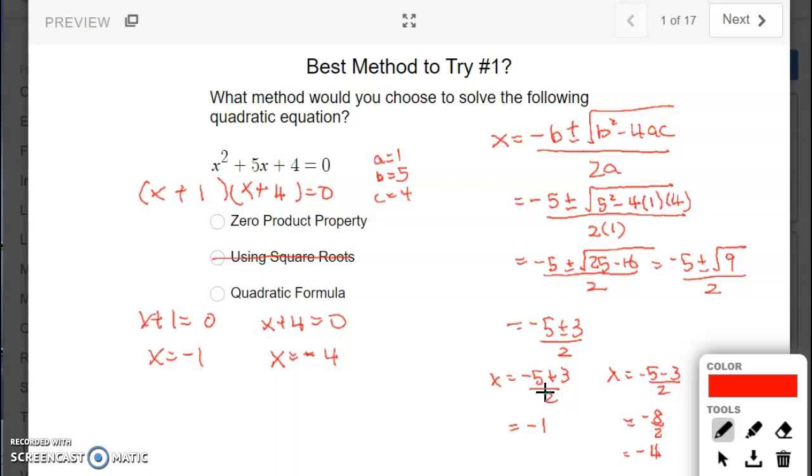While with factoring, when you factor and use FOIL to multiply out, you can quickly check if your factoring is correct, and then from here you can find your solutions really easily. So whenever possible, zero product property with factoring is the method of choice over the quadratic formula.